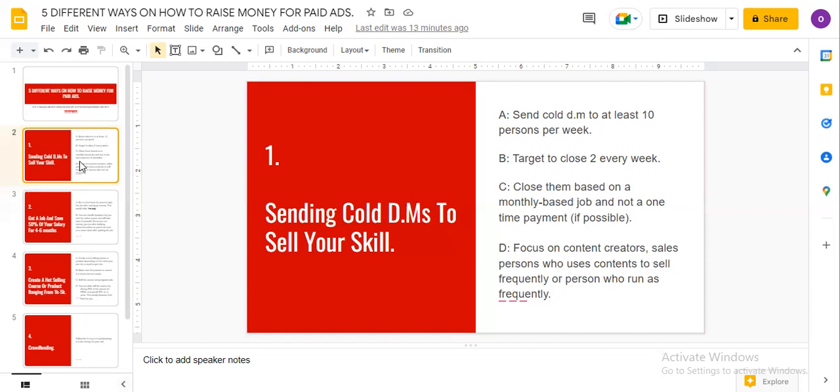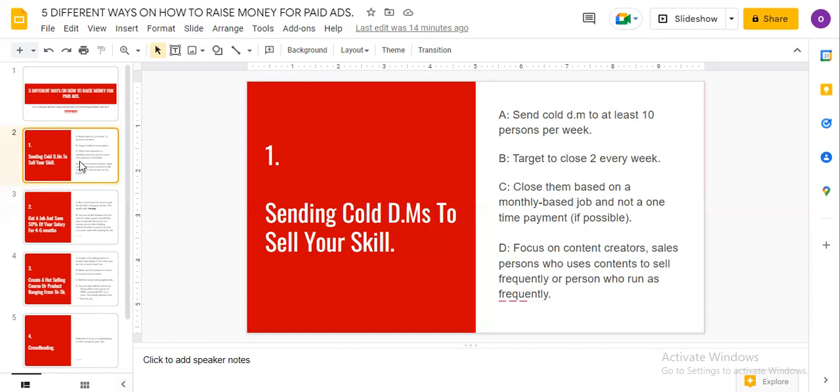All right, so let's continue. So I said send cold DMs to at least 10 persons per week. Now, this is not about having 7 days in a week. You can just do a day, 2 days, remaining 8 persons. You can do another day, 2 days, remaining 6 persons. And then you can do the remaining 5 days. You can just shuffle around it. Just make sure that you send cold DM to 10 persons in a week.